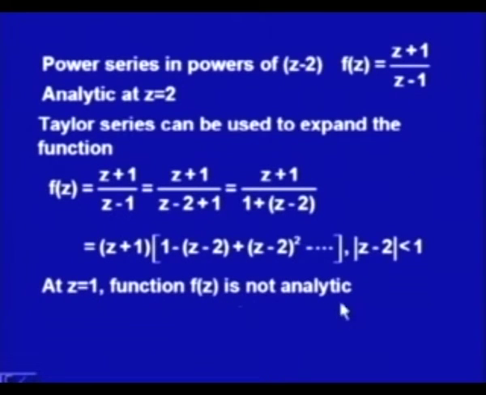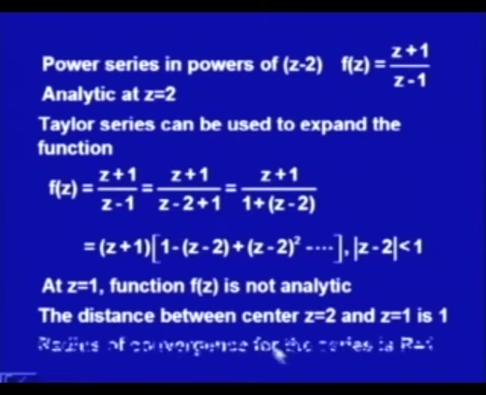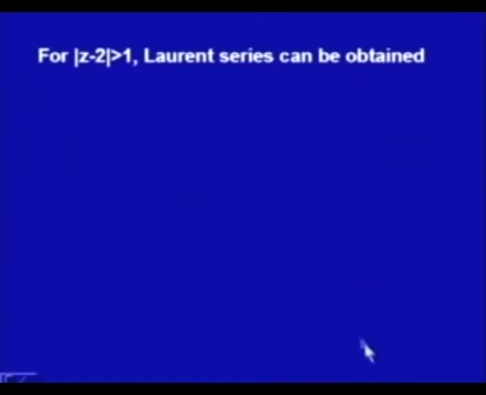And then at z is equal to 1, function f z is not analytic. So, the distance between the center z is equal to 2 and the point where the function is not analytic is 1. So, that is why we say the radius of convergence for the series is R is equal to 1, and we have the Taylor series expansion.